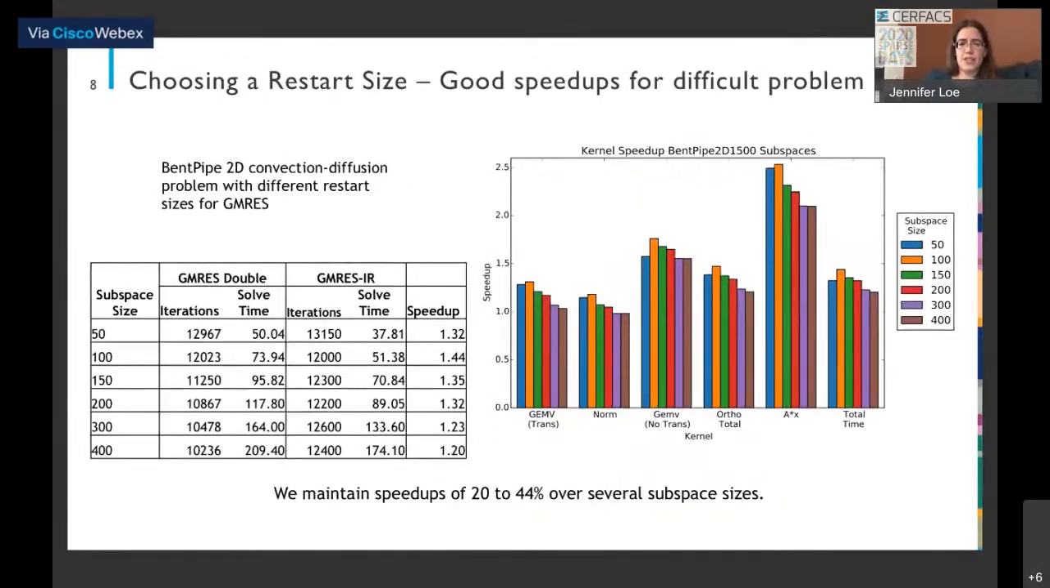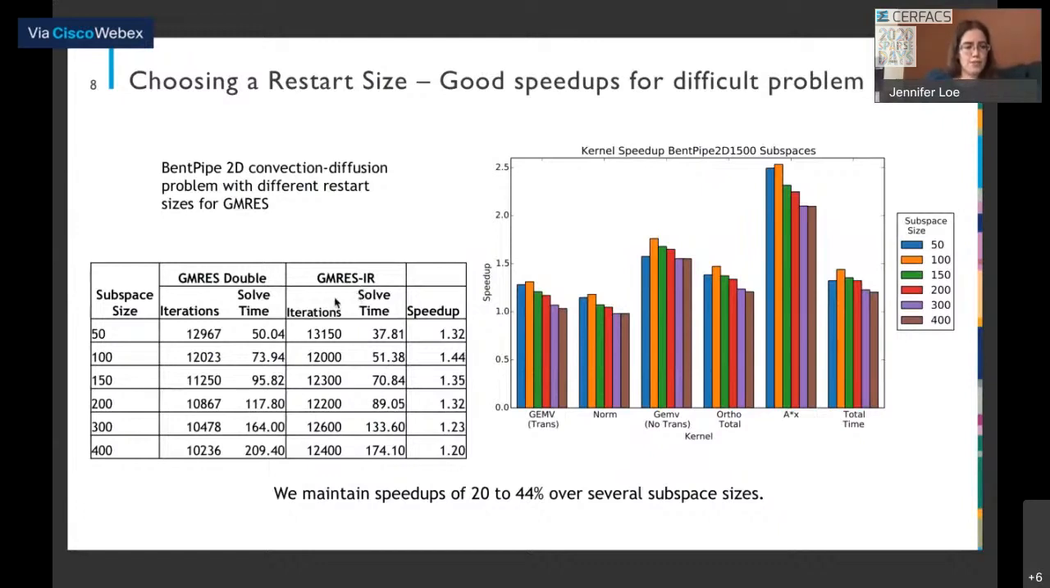Now, one question that's interesting when you're running GMRES as your error correction is, how do we choose the best restart size to get a good speedup in our GMRES problem? So this is back to the convection diffusion problem that I showed at first. And the first example that I showed you was with a subspace size of 50. And now I tested larger subspace sizes. So I'm restarting both the GMRES double and the GMRES IR at the same point. And at each restart, I recompute the residuals and the solution in double precision for GMRES IR.